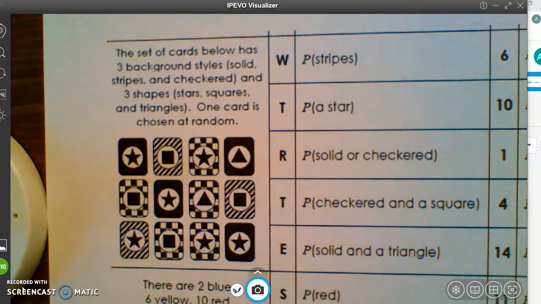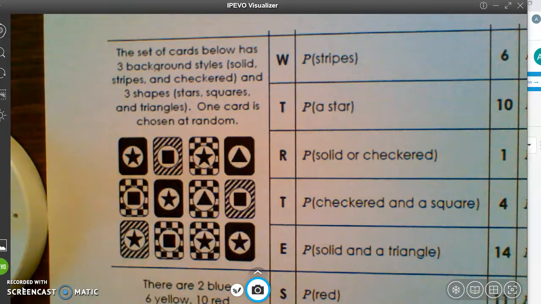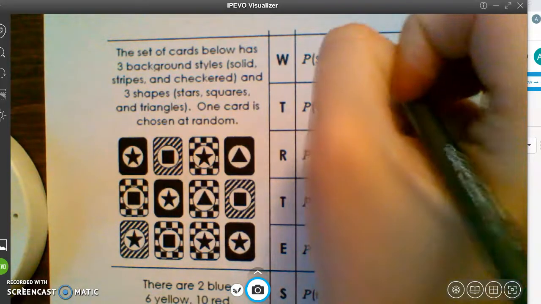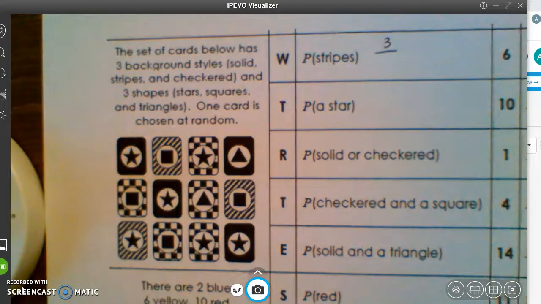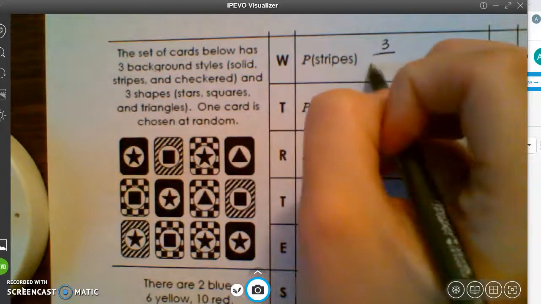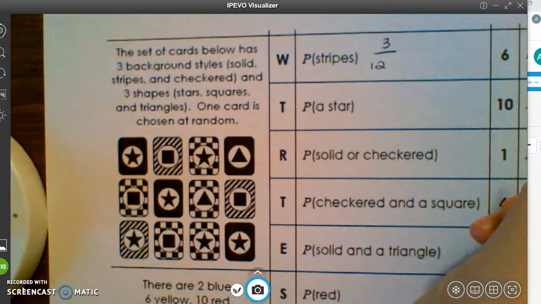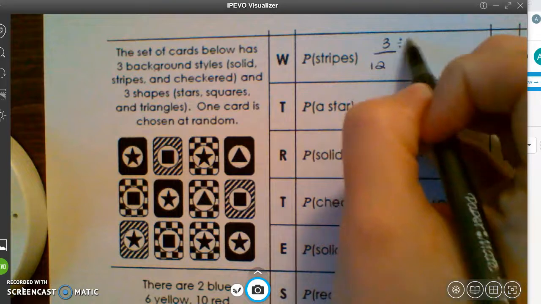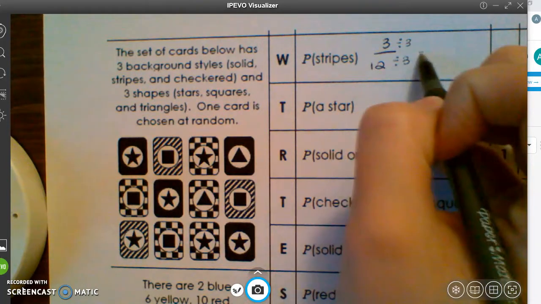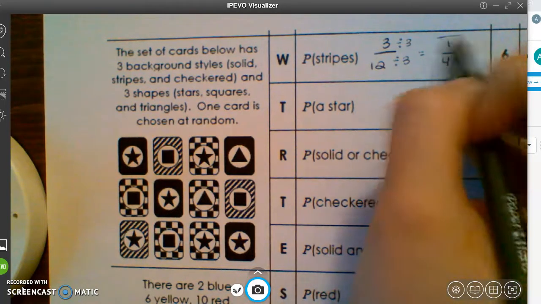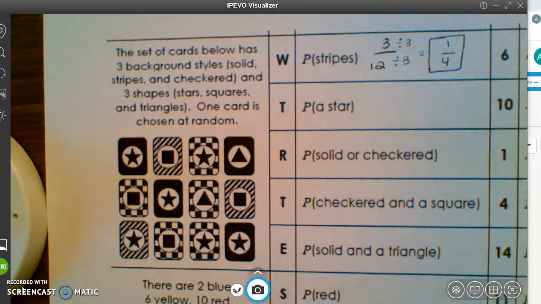So our favorable is that we want stripes. So to get the numerator of your fraction, you need to see how many of them have stripes. So I count 1, 2, 3. There's 3 favorable with stripes out of my total. Well, in total, there are 12. Well, I need to simplify 3 over 12 down. Both of those can be divided by 3. And my probability is now 1 out of 4. There's a 1 out of 4 chance of getting a striped card. Okay, so that's pretty simple, right?